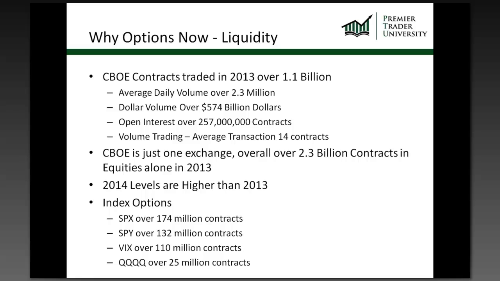Now, one of the things that gets overlooked is that when you think about options, you think about trading options on stocks, right? But index options are very popular too. So you've got the SPX that trades over 174 million contracts, the VIX 110, the Qs over 25 million contracts. Those are places where you can look to get involved with options also.